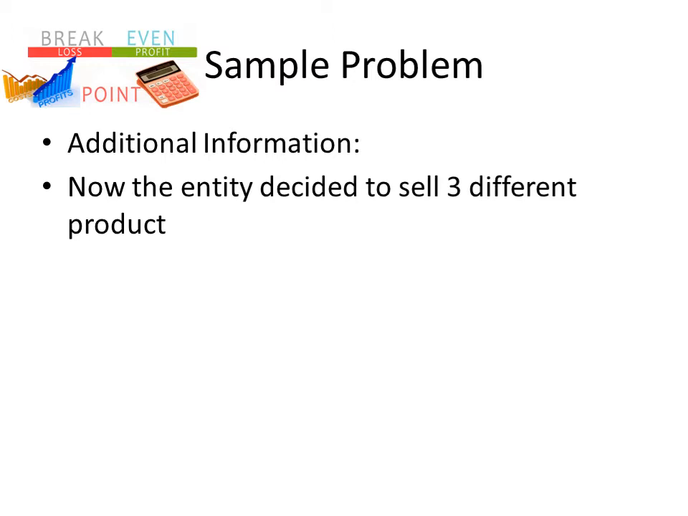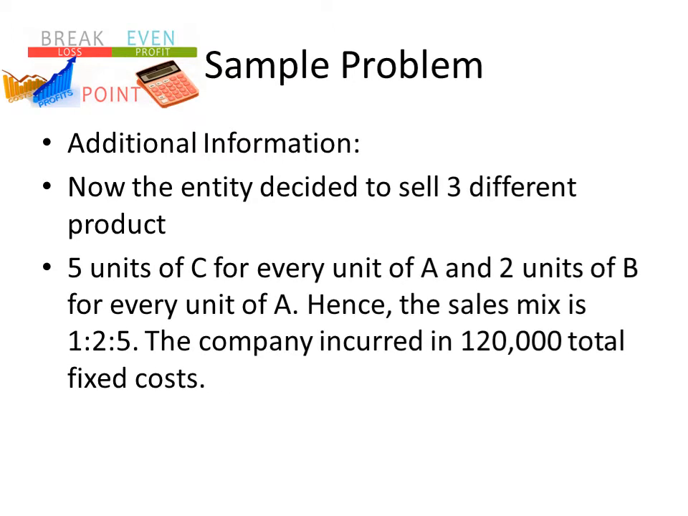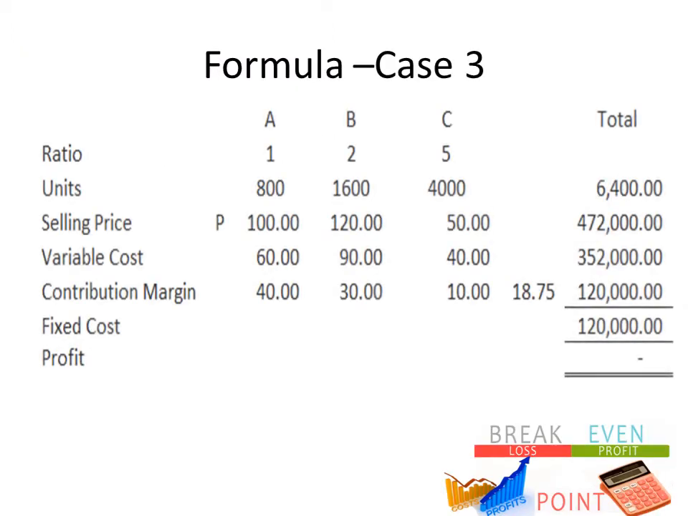So now the entity decided to sell 3 different products, 5 units of C for every unit of A and 2 units of B for every unit of A. So hence the sales mix is 1, 2, and 5. The company incurred 120,000 total fixed cost. So we have composite A, B, and C. Take note that we say A is twice as B and 5 times as C. So that's A is 1, C is 5, and then B is 2. So this is now their composite ratio.